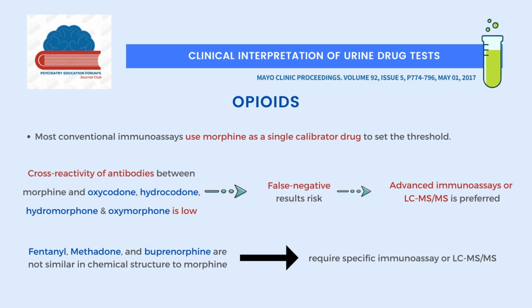But if there is less cross reactivity of antibodies between morphine and these four drugs on top, then the risk of false negative is there and you need the confirmatory test. So stay mindful of these factors here.